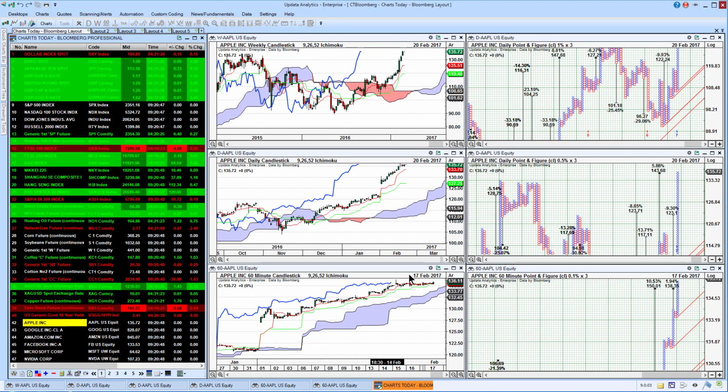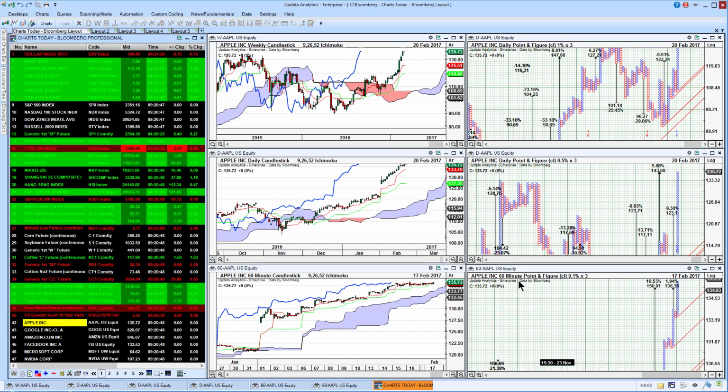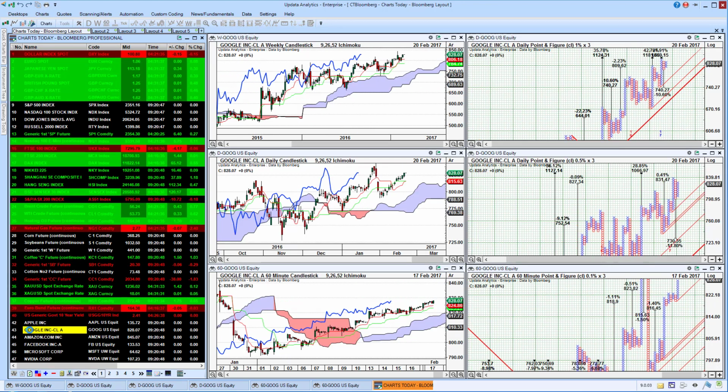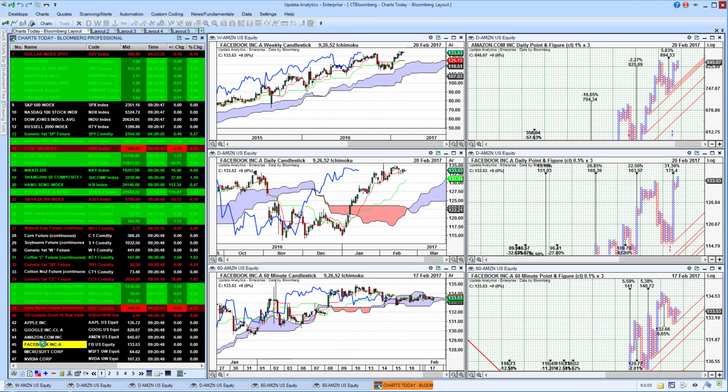Apple just keeps marching up the hill. We've still got another 10% upside here on the short-term chart, and it's just really motoring, having broken to new highs. Google, again, bullish on all three time frames, as is Amazon, as is Facebook.